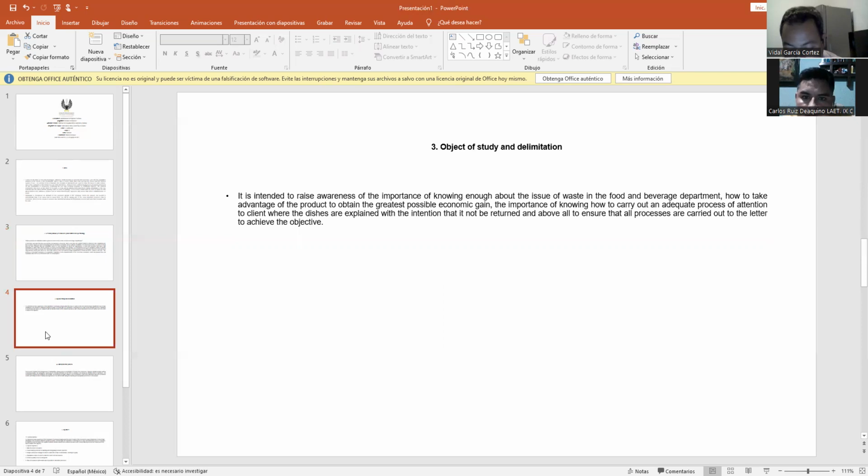Object, object of study and delimitations. This is intended to raise awareness of the importance of knowing about the use of waste in the food and beverage department, how to take advantage of the product to attain the greatest possible economic gains. The importance of knowing how to carry out an adequate process. Also, attention to the client, where dishes are explained with the intention that they not be returned, and processes are carried out to the letter to achieve the objective.